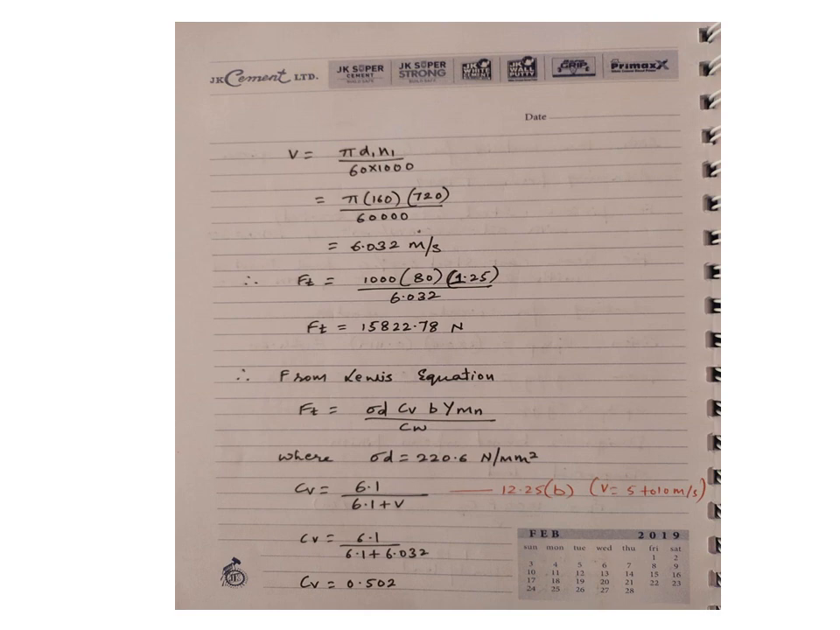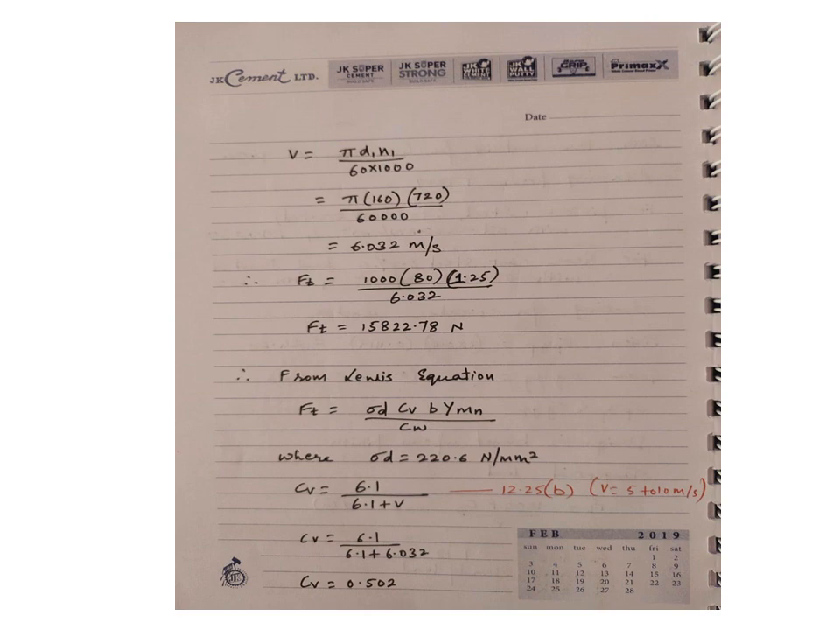Now substituting the values of P, V and Cs in the tangential load equation, Ft is equal to 1000 into 80 into 1.25 divided by 6.032. It comes out to be 15,822.78 Newton.